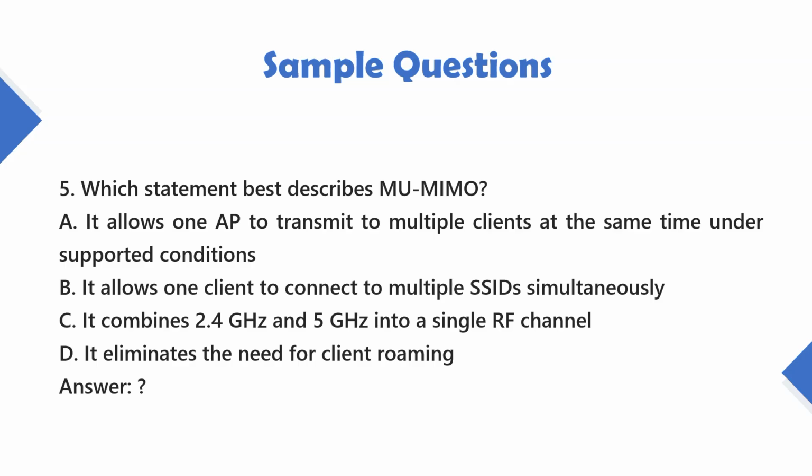5. Which statement best describes MU-MIMO? A. It allows one AP to transmit to multiple clients at the same time under supported conditions. B. It allows one client to connect to multiple SSIDs simultaneously. C. It combines 2.4 GHz and 5 GHz into a single RF channel. D. It eliminates the need for client roaming.